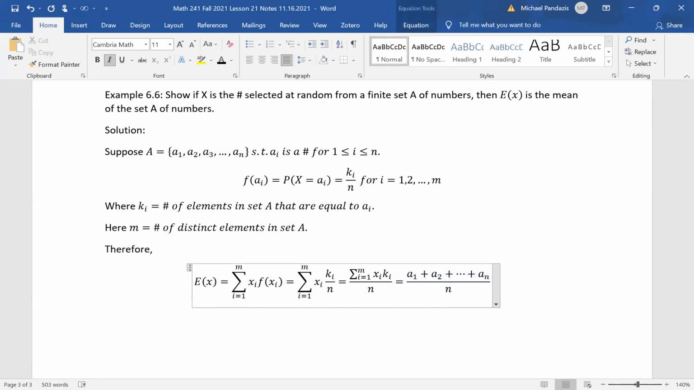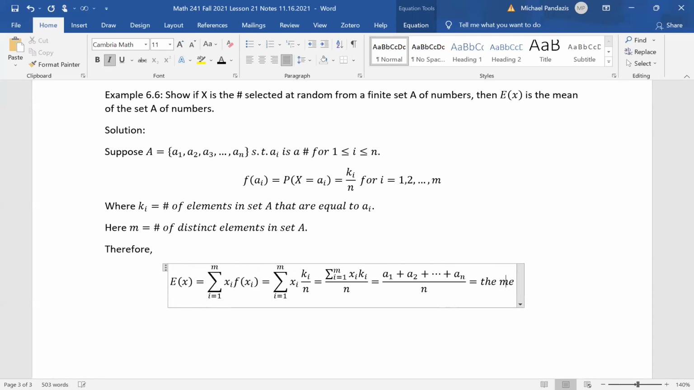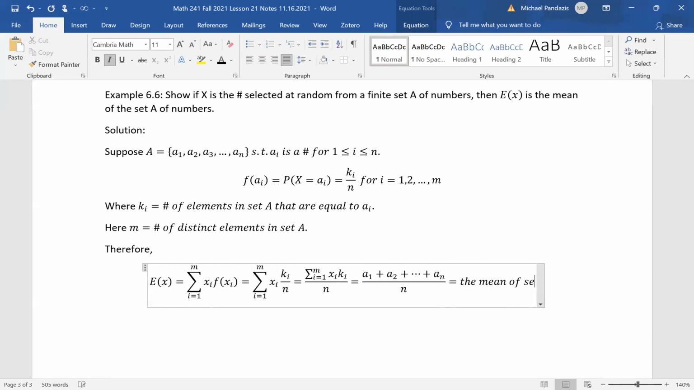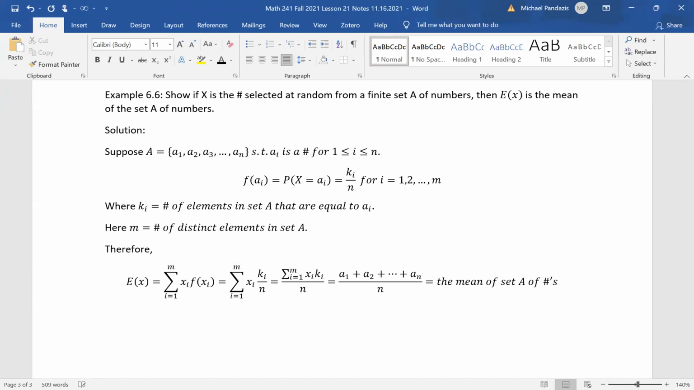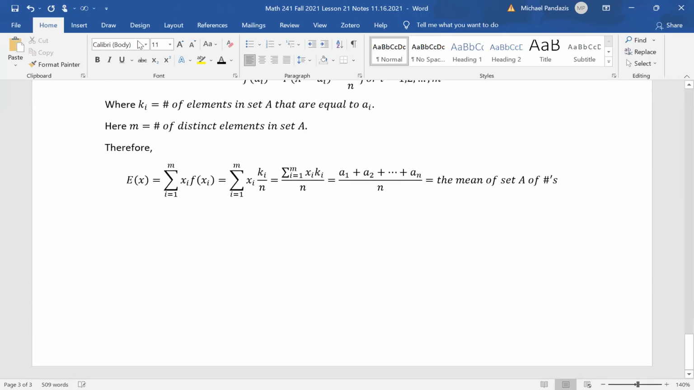But the sum of the a's divided by n is equal to the mean of the set capital A of numbers. So E of X in this example is also the mean of something, in this case the mean of a set. So in both cases we see that the mean is the expected value of your random variable.